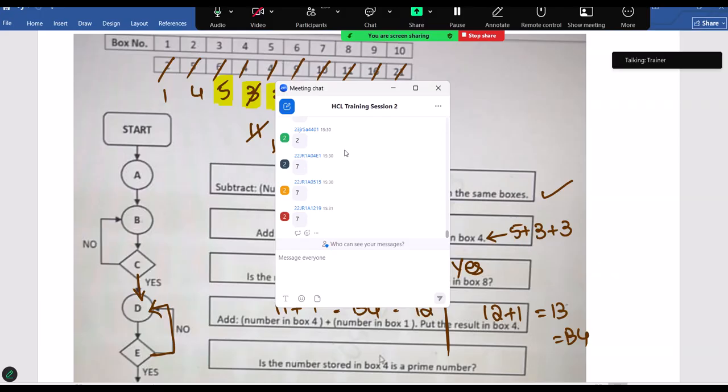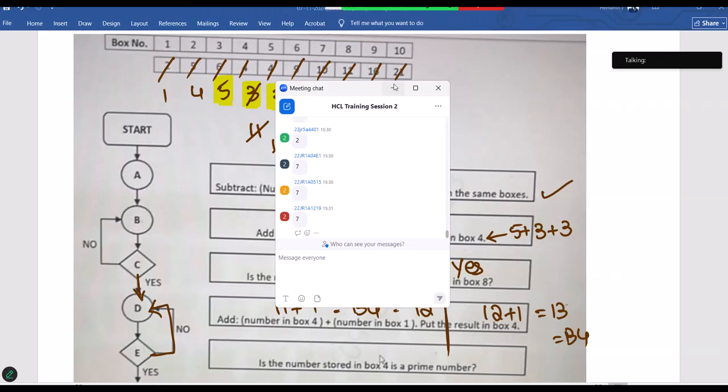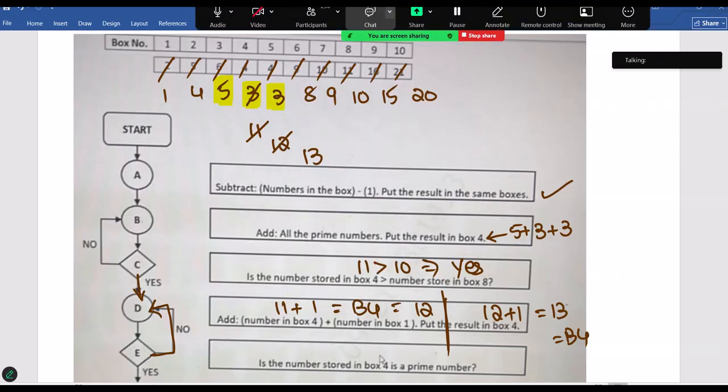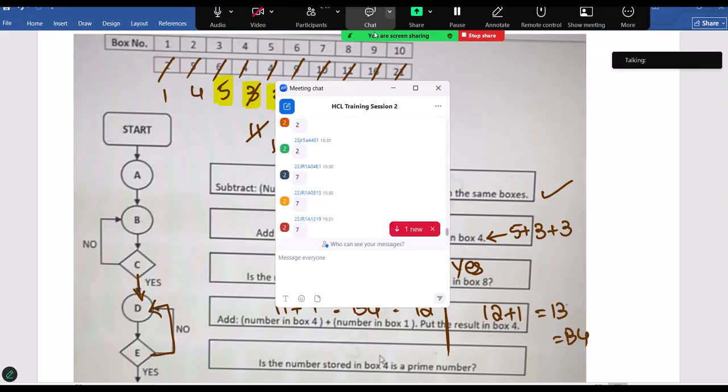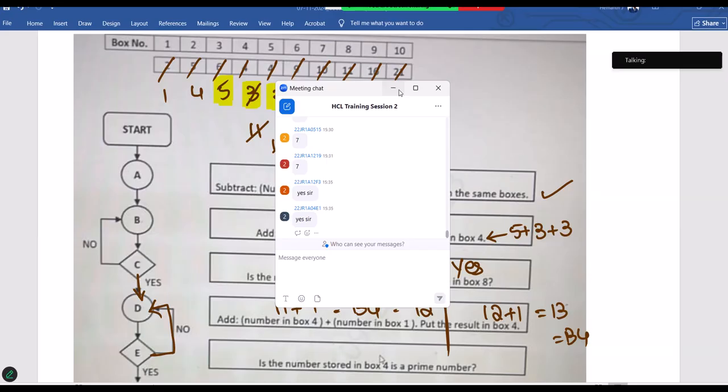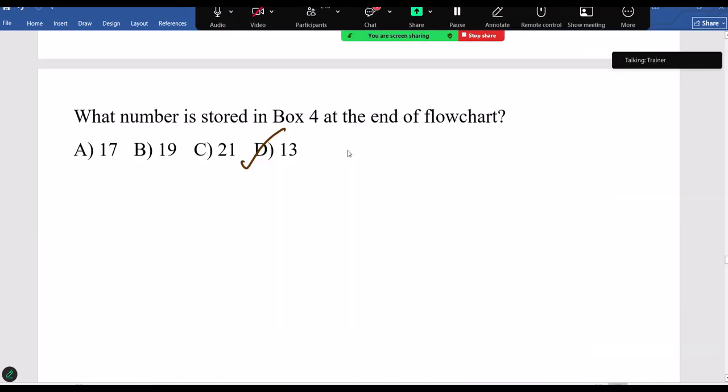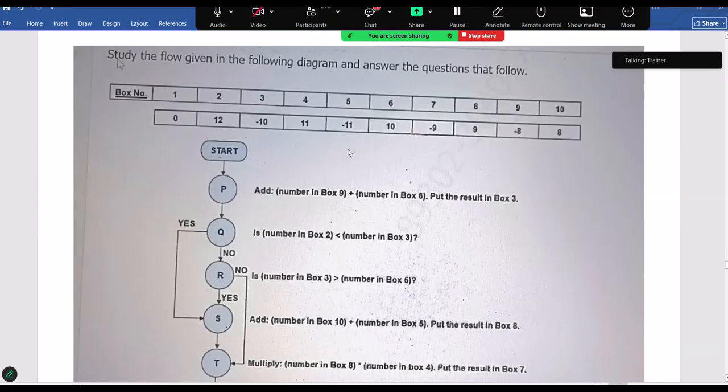Guys, I understand this question first of all. Clear? Right. Now see the next question regarding flowchart.